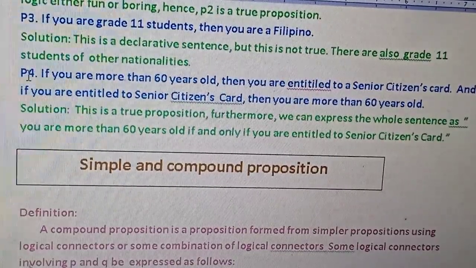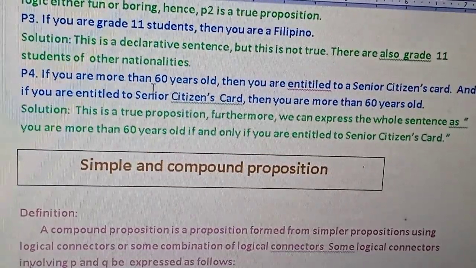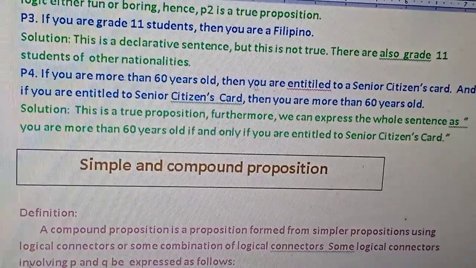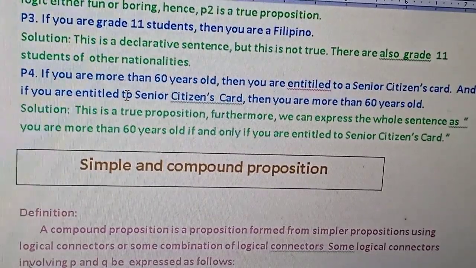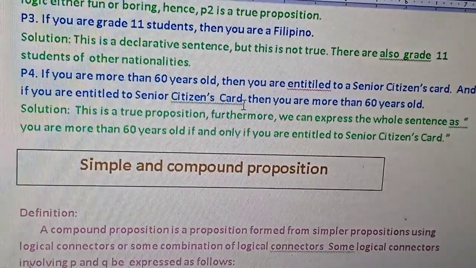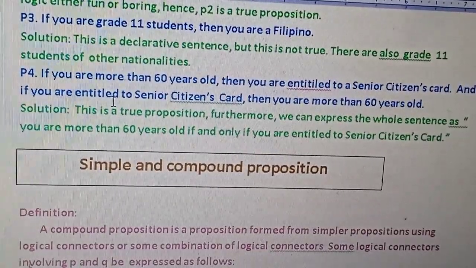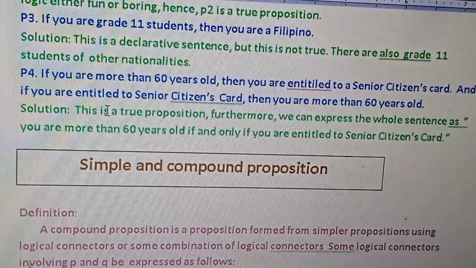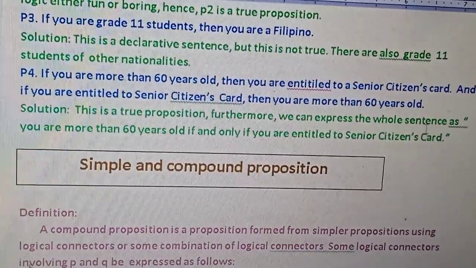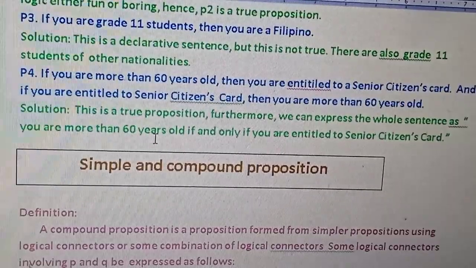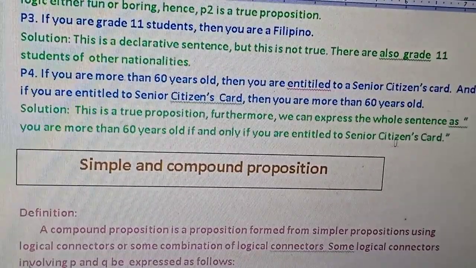Let's go to proposition 4, or P4. If you are more than 60 years old, then you are entitled to a senior citizen's card. And if you are entitled to a senior citizen's card, then you are more than 60 years old. Solution. This is a true proposition. Furthermore, you can express the whole sentence as: you are more than 60 years old if and only if you are entitled to a senior citizen's card.